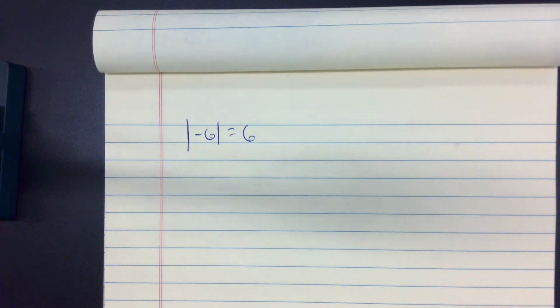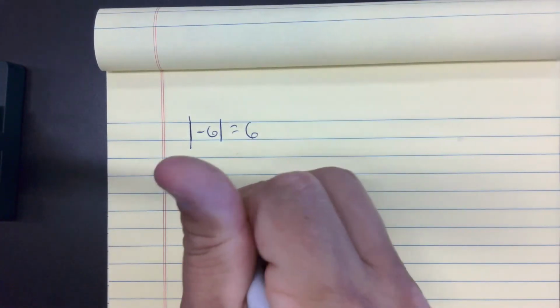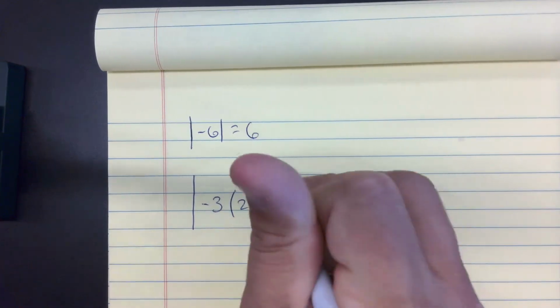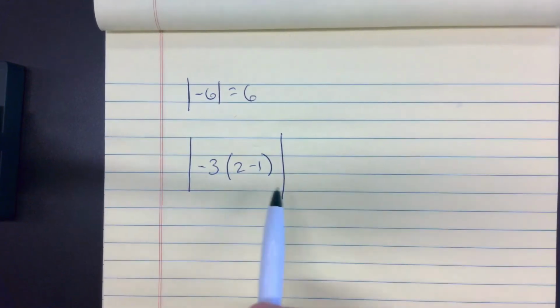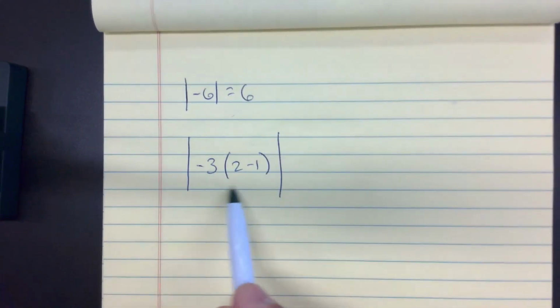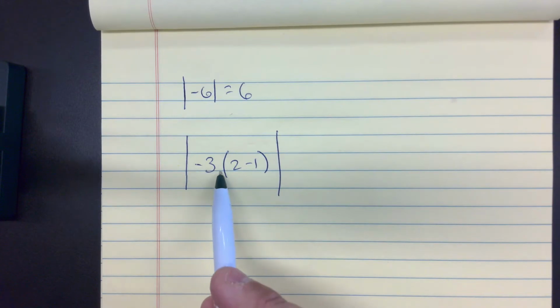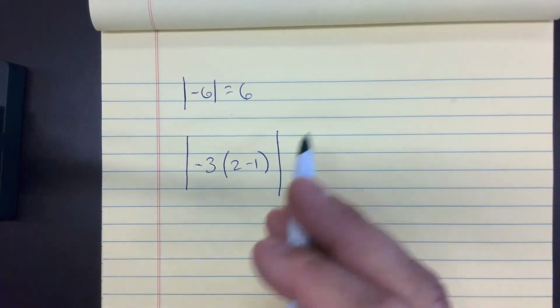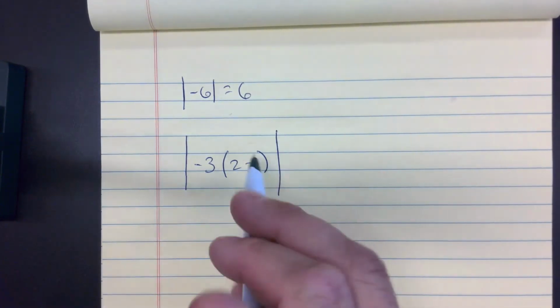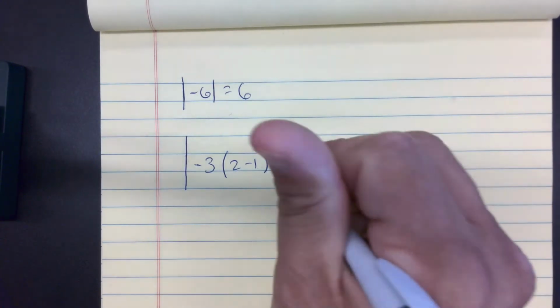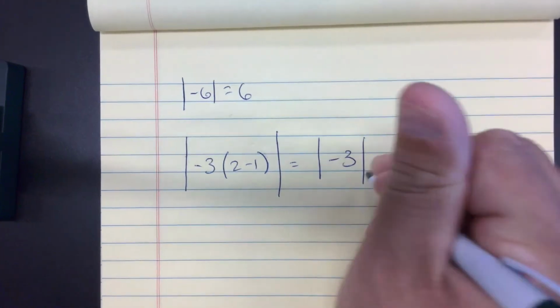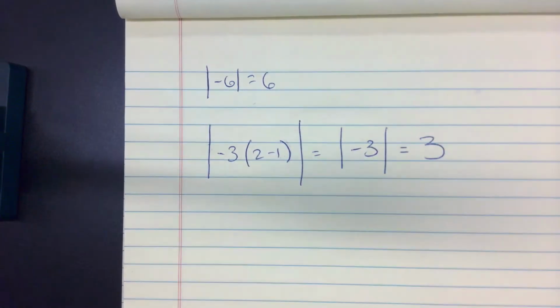Because what we're going to be doing today a little bit, and then later on, if you happen to have something like an expression inside of it, so let's say we had the absolute value of -3 times 2 minus 1, we would have to solve everything inside of the absolute value and get it down to one digit, and then we do the absolute value of it. So the goal of the absolute value is to get it all down to one number. So 2 minus 1 is 1, times the -3 is -3, and the absolute value of -3 is 3.